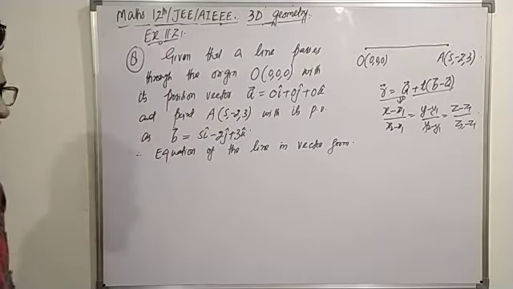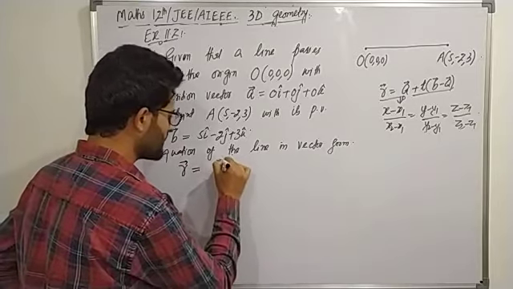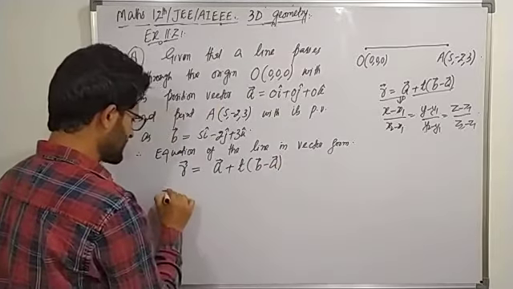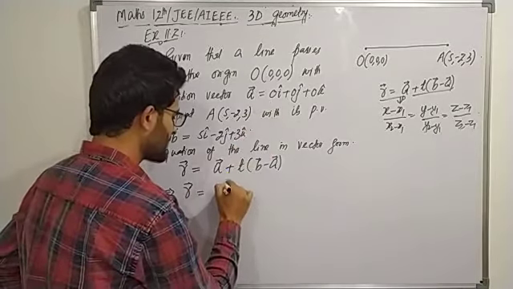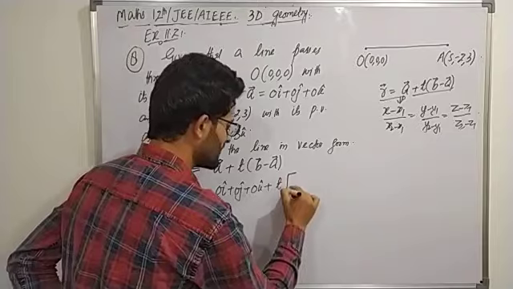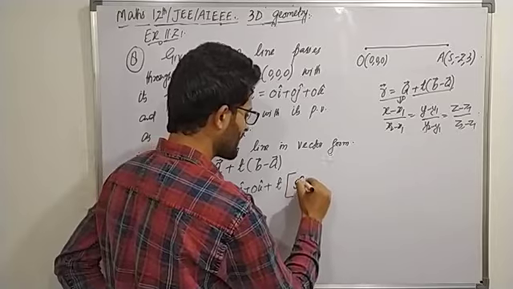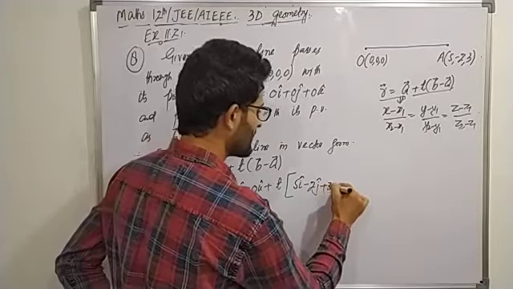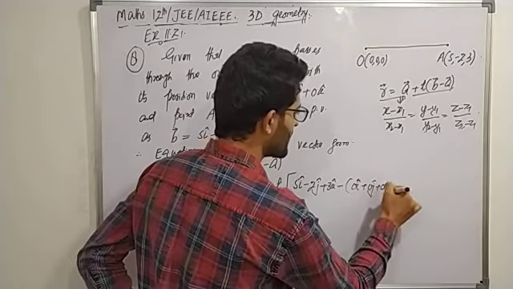तो क्या बनेगी वेक्टर फॉर्म में इस लाइन की इक्वेशन? Yes, r vector is equal to a vector plus t times (b vector minus a vector), which further implies r vector is equal to, put the value of a vector, that's 0i plus 0j plus 0k, plus t times, put the value of b vector, that's 5i minus 2j plus 3k, minus a vector, that is 0i plus 0j plus 0k.